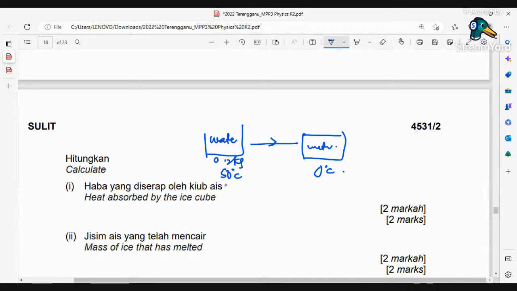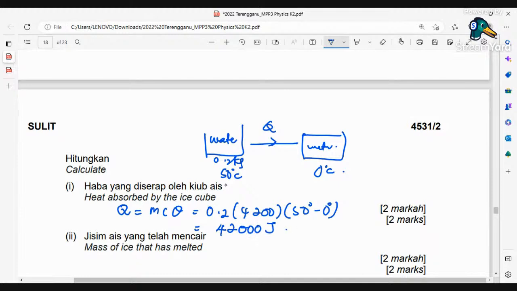Okay, heat absorbed by ice cube equals heat released by water. So the heat released by water causes the melting process to occur. You can see the initial temperature of the water is 50, and the final temperature is 0 degrees Celsius. So we have Q equals mc theta, 0.2 times 4200 times 50 minus 0. We get 42,000. Okay, this one is heat released by water.